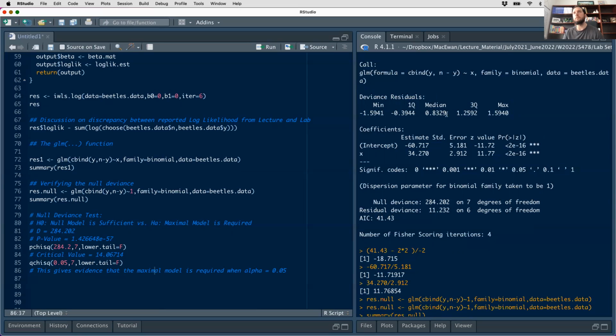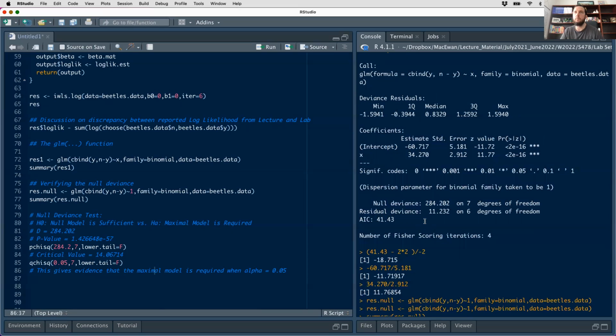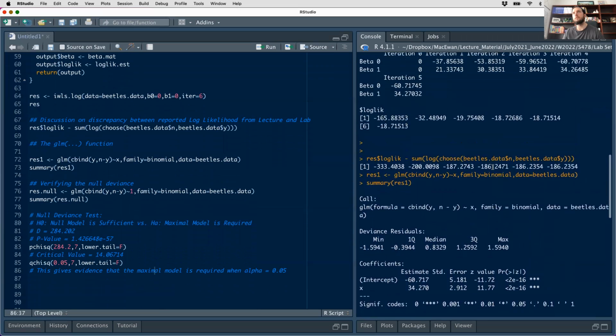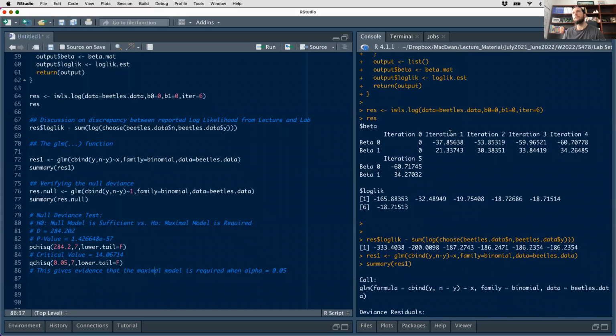I'll talk more about these tomorrow. And then we have the AIC, which is a likelihood-based criteria that we can use for model comparison. And I'll talk more about this tomorrow as well. This also gives the number of iterations to reach convergence. Notice here that this is saying it took 4 iterations to converge. We have 1, 2, 3, 4, 5 iterations based off our approach. So pretty close.